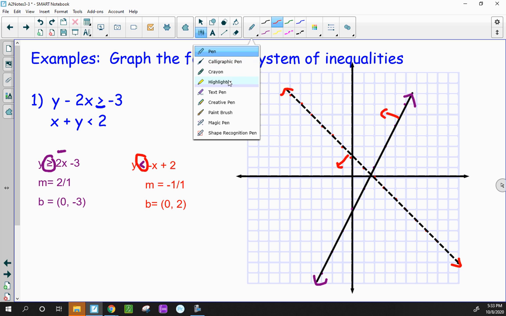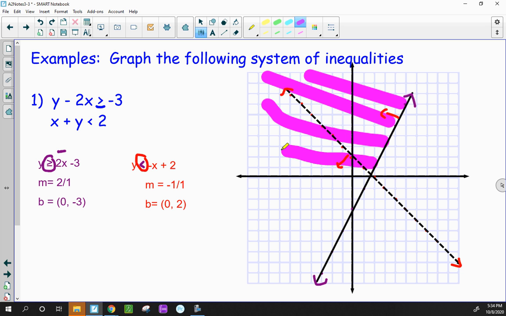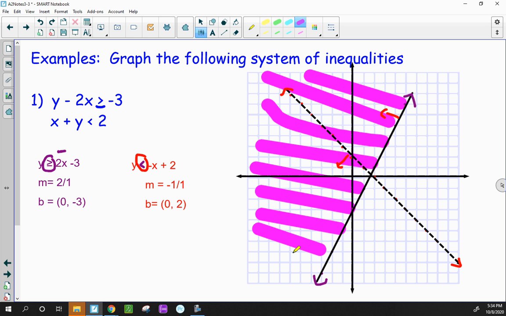So what I'm going to choose to do, and you can do the same thing at home, is use a highlighter. So for this one, I'm going to use the purple color. Just kind of start at your boundary and go to the left. Kind of shade it in. Or you can do what I'm doing, just draw little lines here, just so we know what region has answers. And then for the other one, we'll do this one in yellow. I'm going to start my dash line and go below, and so it's going to be this region.